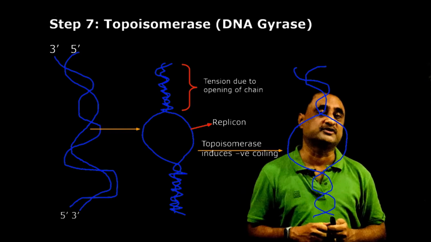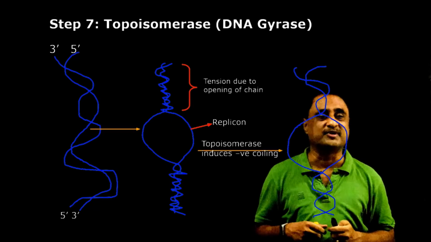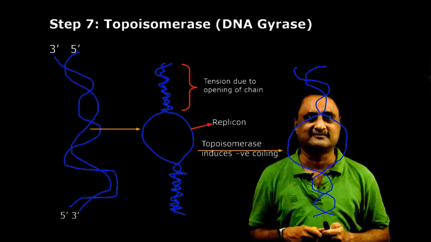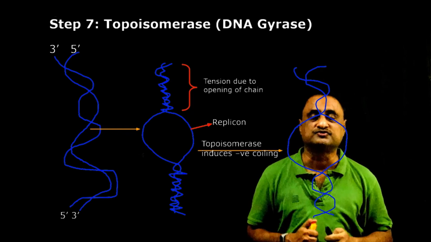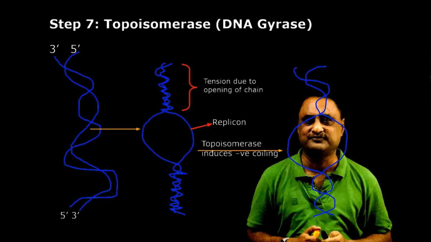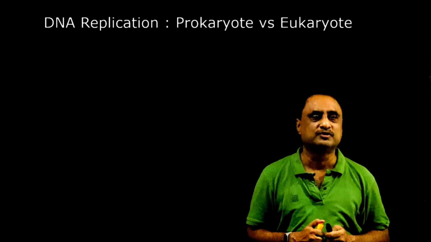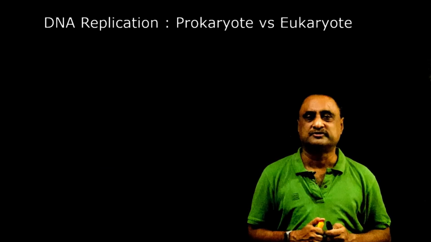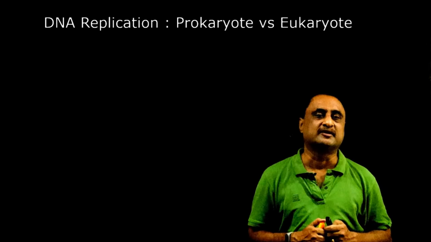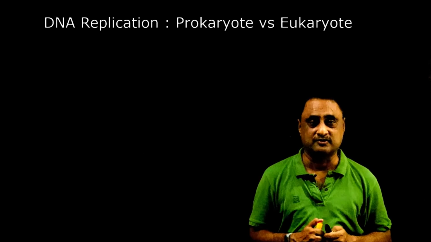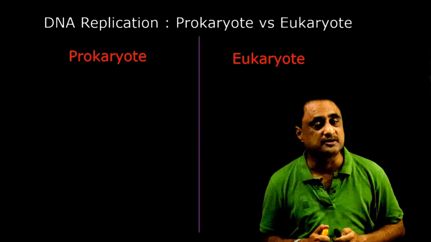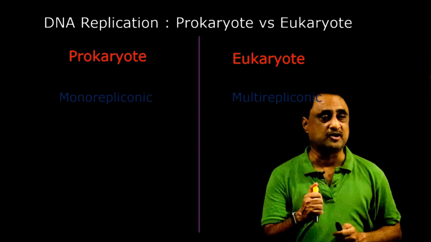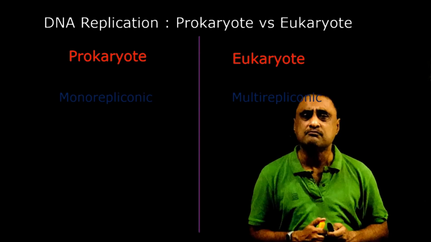This question is also frequently asked in competitive exams. I hope DNA replication is well understood at your end. Before we conclude, let's talk about how we can differentiate DNA replication in prokaryotes and eukaryotes. We already know that in prokaryotes, DNA replication is monorepliconic, but in eukaryotes it is multirepliconic.